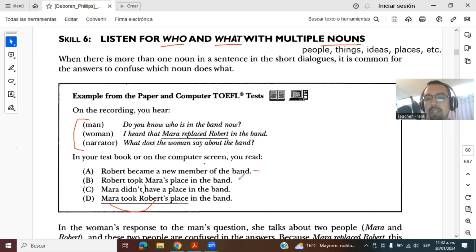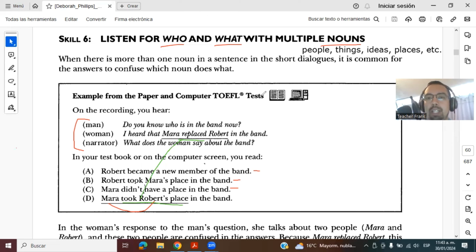And you see how this can be confusing because you say, wait, who did what and what happened and who is in the band and who is not, right? But since Mara replaced Robert, that means Robert is not in the band and Mara is, right? Mara took Robert's place is synonymous with replaced. So we have to keep this in mind. Replaced and took Robert's place are the same idea, right? But with different words. Or also, if we say Mara didn't have a place in the band, that's more metaphorical, right? Like maybe she was there physically, but nobody really liked her.